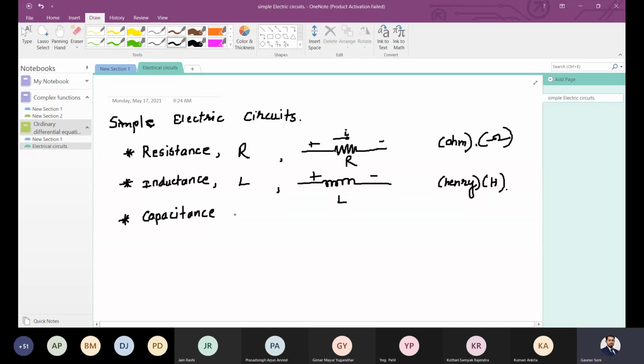Next, the capacitance. Capacitance is C. Diagrammatically, it is denoted by two parallel lines. Capacitor in the circuit is given by C, positive, negative. Capacitance is calculated in terms of farad, abbreviated as capital F.